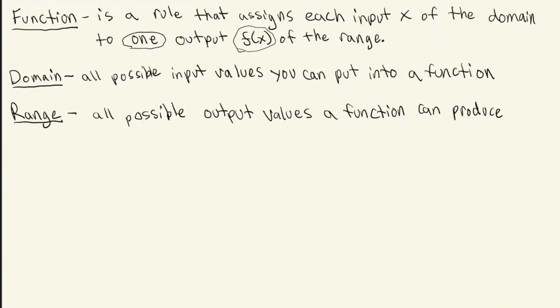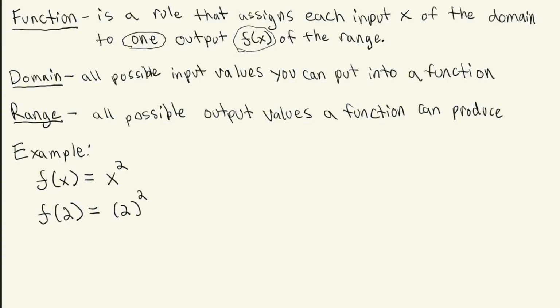So let's look at an example of a function. So you would write a function like this, f of x, which is again the value of the function at x, it's the output value, is equal to, let's say, x squared. And let's put into f of x the input value 2, which then evaluates to 2 squared, which is equal to 4. So that's one example of a function.